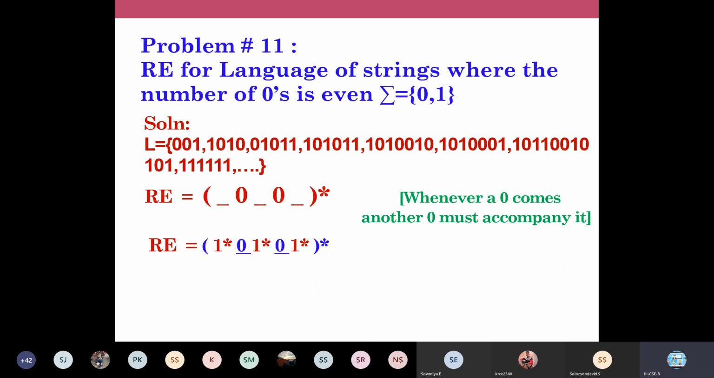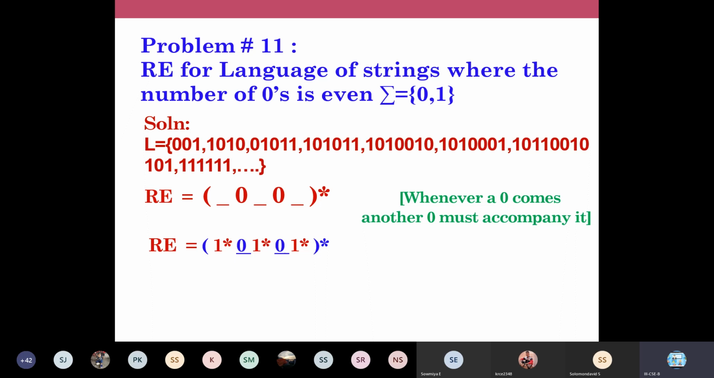I want 2 zeros, 4 zeros, 6 zeros, 8 zeros, is it not? For that, the hint is you have to write 2 zeros inside a parenthesis and place a star above that. So whenever a zero comes, another zero must accompany it. Then only we can ensure an even number of zeros. Whenever a zero comes, only if another zero also comes can we ensure an even number. So only we have put 2 zeros here.